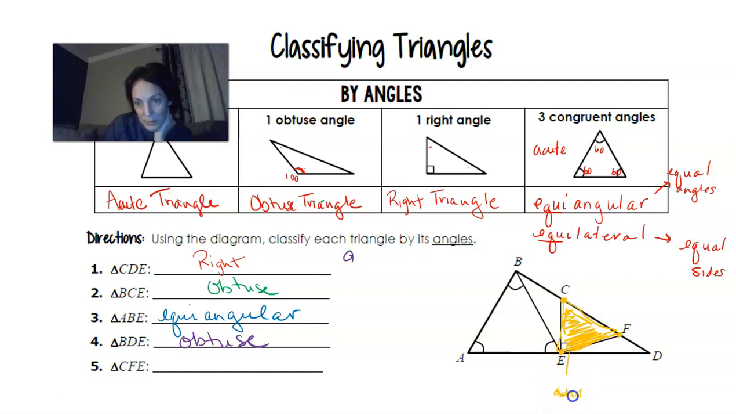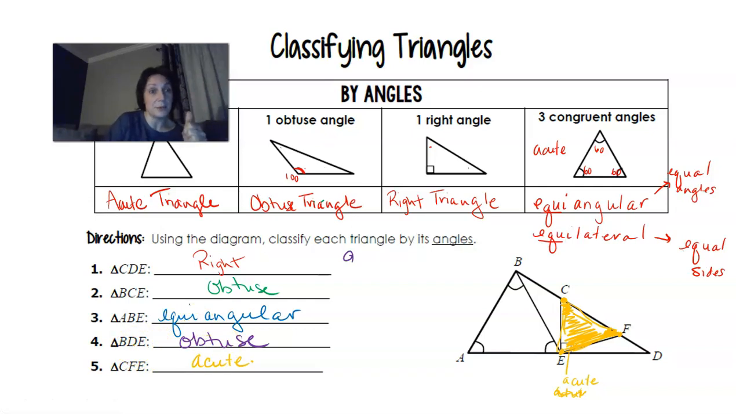If I could spell acute right, it'd be even better. A-C-U-T-E. There we go. All right, over here, angle F, this corner, that's definitely acute. And up here, also acute. So we have ourselves a little acute triangle there. Acute.